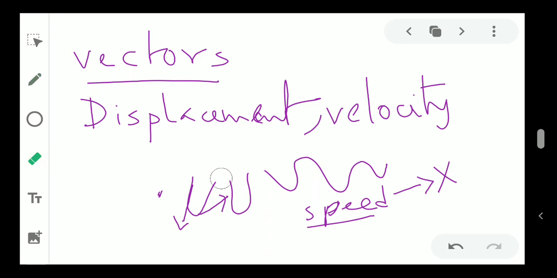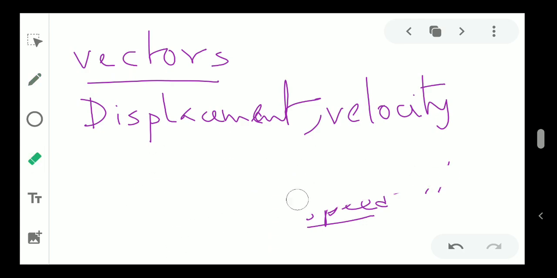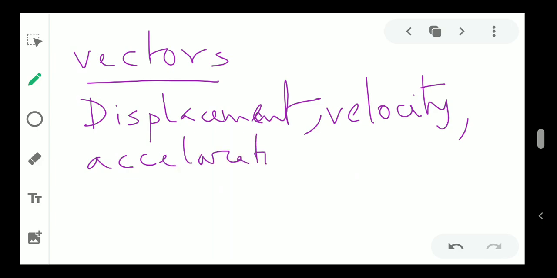Okay, so that's why those are scalar quantities. I'm coming to that now. So what are these? Displacement, velocity, acceleration, because acceleration is change of velocity by time. Velocity is a vector, so acceleration is also a vector. Acceleration, force, and there are certain such things.